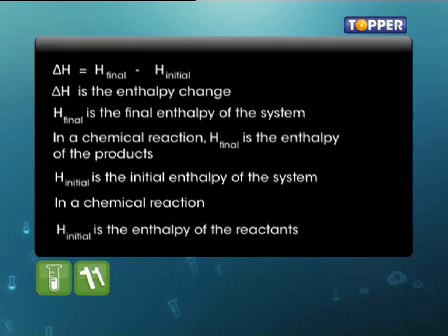This is denoted by delta H and is calculated by the equation delta H is equal to H final minus H initial, where H final is the enthalpy of products and H initial is the enthalpy of reactants. Let us now discuss enthalpy change of a reaction that will occur when a salt is dissolved in water, with the example of ammonium nitrate.